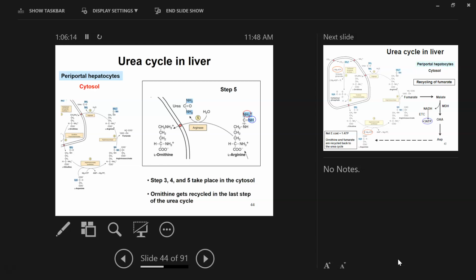So any questions about the urea cycle? Right. Several key points you want to remember: which type of cells urea is synthesized in.